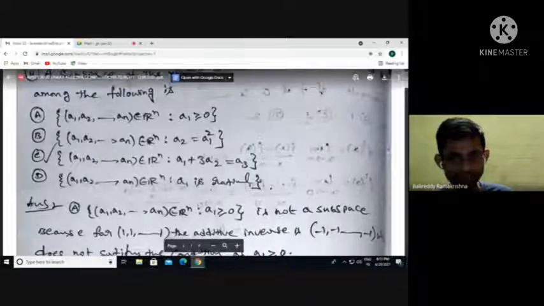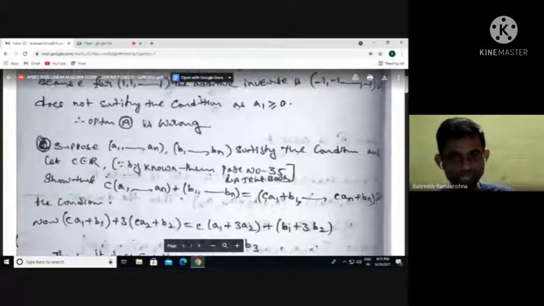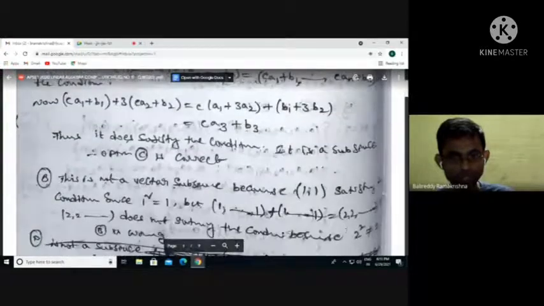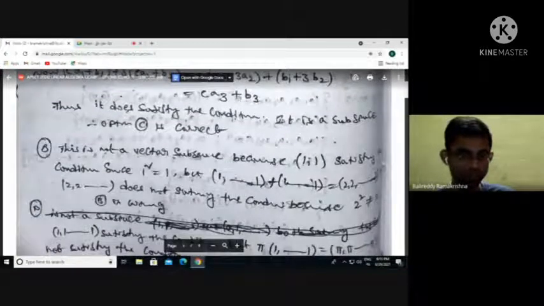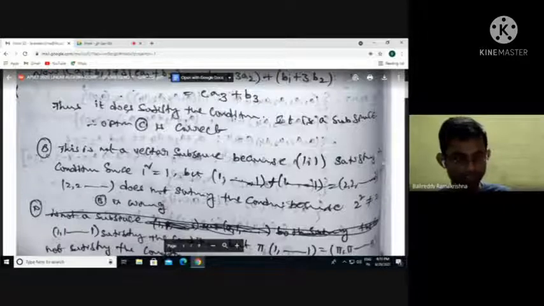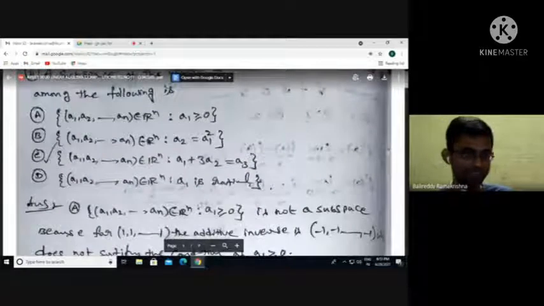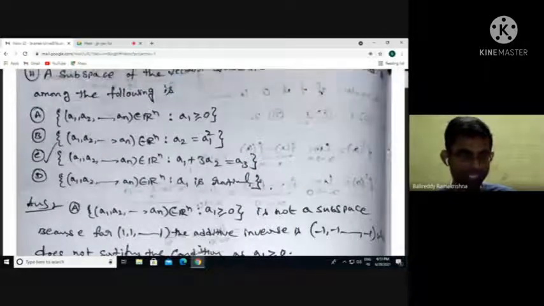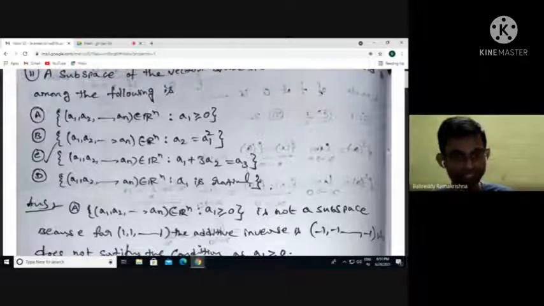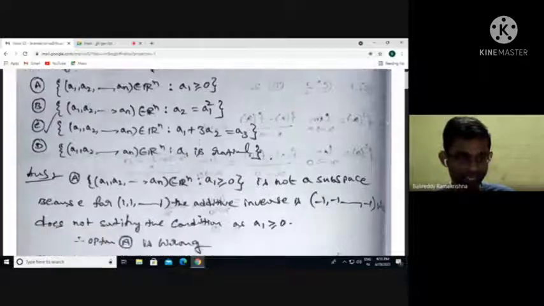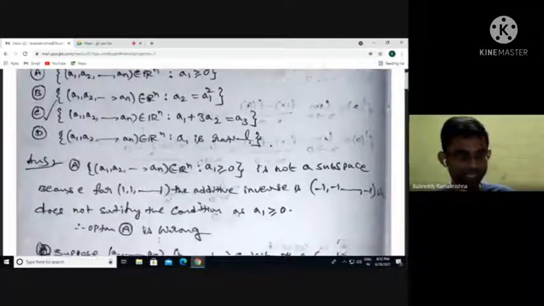But in this n tuple, we have each component as 2. Okay, but 2 squared is not equal to 2, so it does not satisfy the given condition. So option number B is wrong. Now coming to option number C, your option number C is the set of all n tuples which satisfies the condition a1 plus 3a2 is equal to a3. If this condition is satisfied, then we have that space is a subspace.